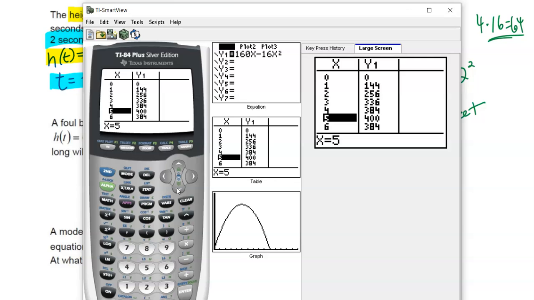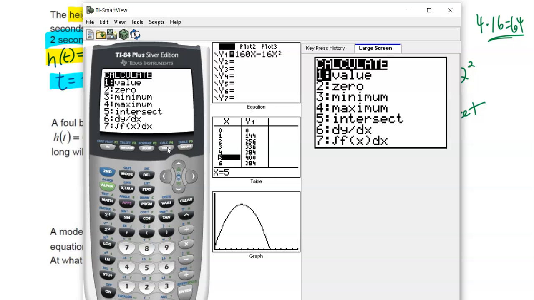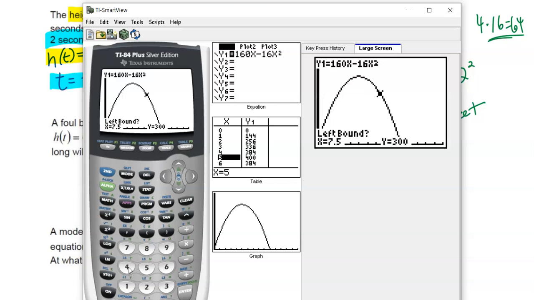Can we find the maximum using our calculator? Yes, so go back to the graph. And our keystrokes, we want to calculate the maximum. So you're going to go second and then hit your calculate button. It's right there where the trace button is. We want the maximum, so that's number 4. You can just hit the number 4.